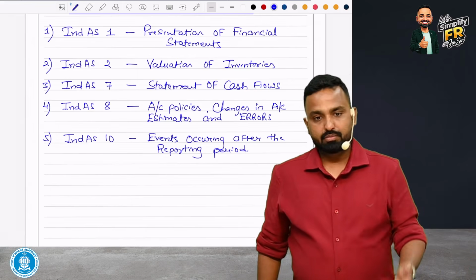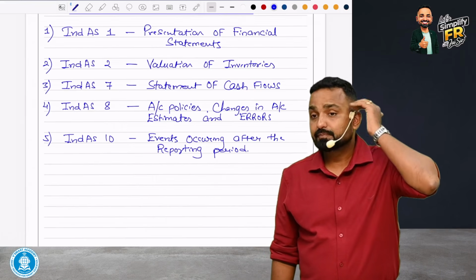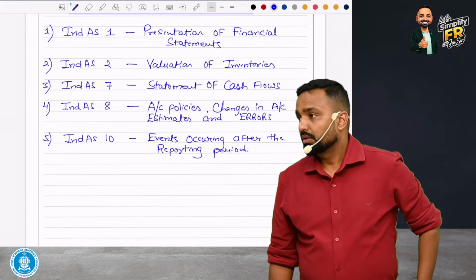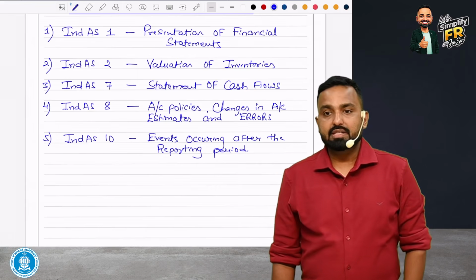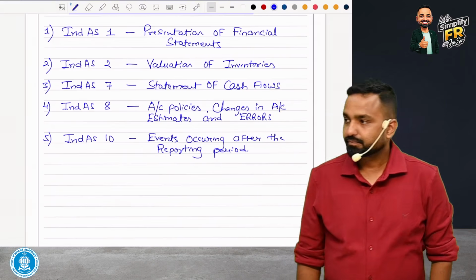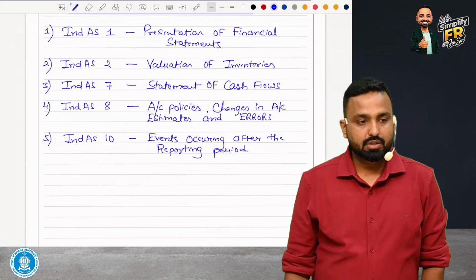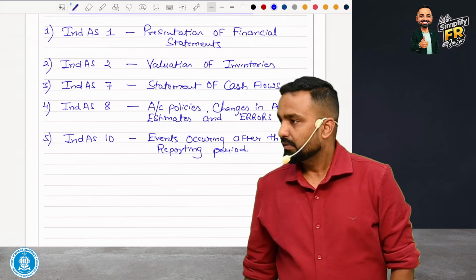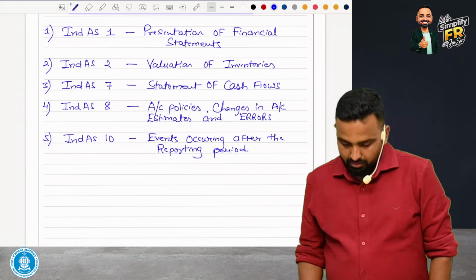Tell me. Please read it loudly. Ind AS 1. Ind AS 2. Ind AS 7, Ind AS 8, accounting estimates and errors. Ind AS 10. Okay.